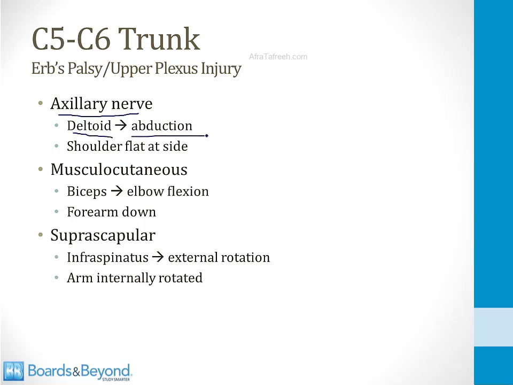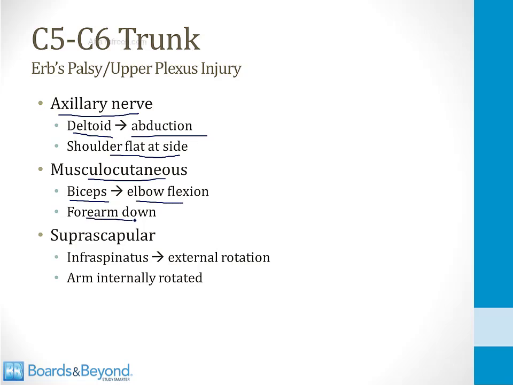So a baby with an upper trunk injury will have the shoulder flat at the side with the upper arm pressed against the chest. In addition, the upper trunk supplies the musculocutaneous nerve, which, as we talked about before, innervates the biceps muscle that you need for flexion at the elbow. So because of this, the elbow will be straight in a baby with an upper trunk injury, and the forearm will be down at the side, just like the upper arm.